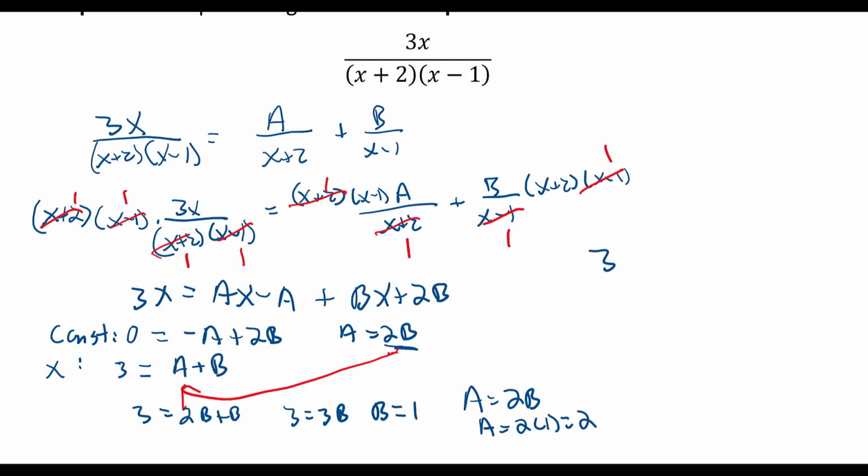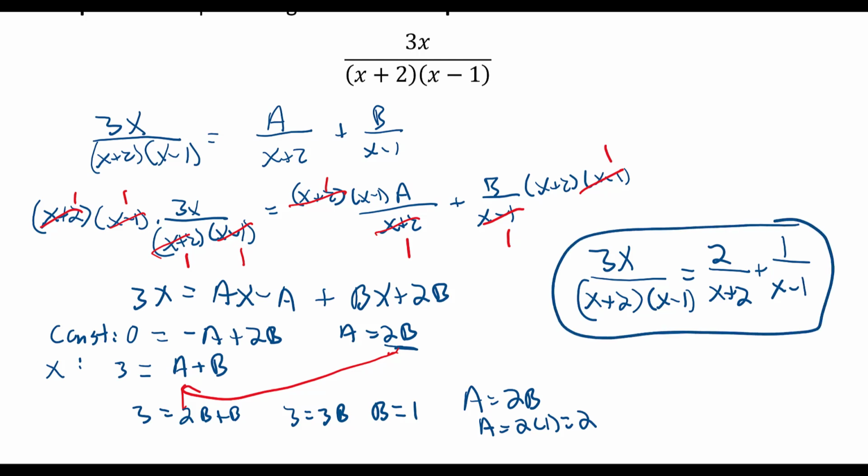So that 3x over x plus 2 times x minus 1 must equal A, which was 2, over x plus 2, plus B, which is 1, over x minus 1. And we've decomposed that fraction.